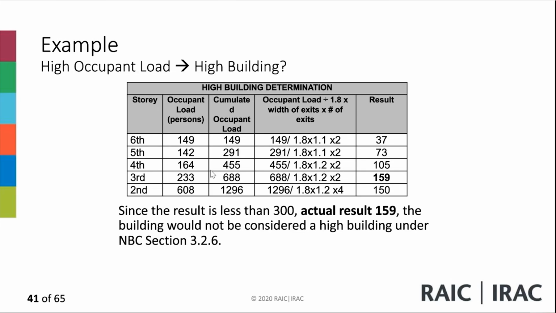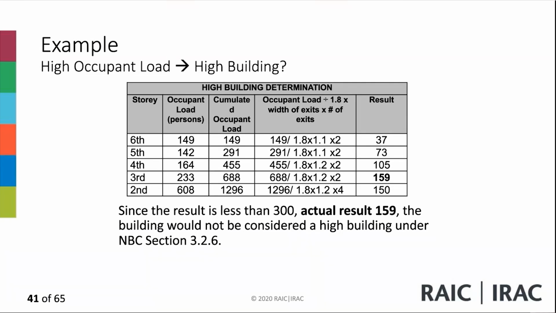Here I add 455 to 233. I have 688. I divide by 1.8 times 1.2 times 2, get 159. So on each case, 2nd level, I do the same thing, 688 plus 608, 1296, and 1296 divided by 4 times this, I've got 150. Since all of them are less than 300, then the building is not considered a high building.